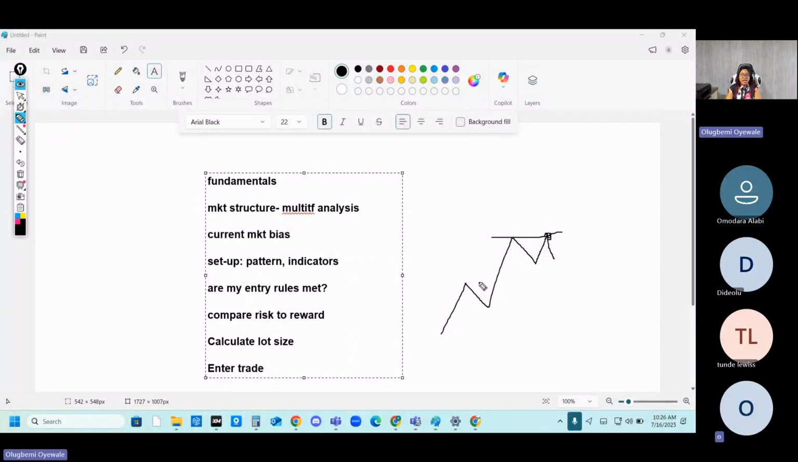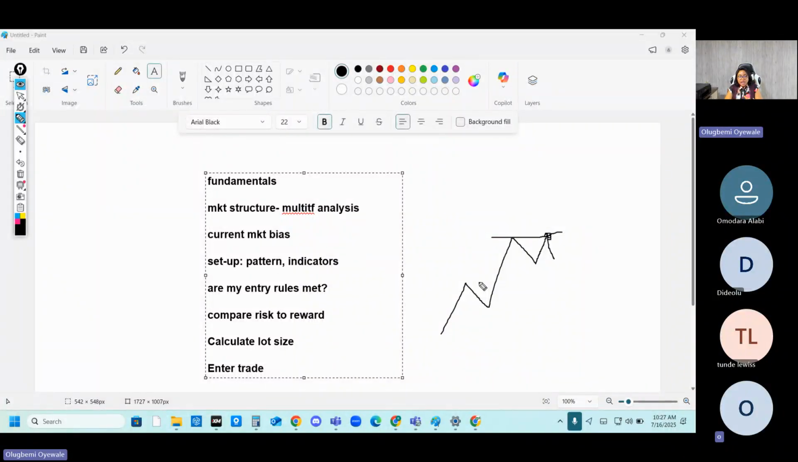So now, assuming that everything, all my structural analysis, my current market bias and everything is still telling me I should look for, say, a sell, right? That way I now have an idea what I'm looking for. That is when I'll now bring out my setup and say, okay, what do I have on this chart that is supporting a sell?